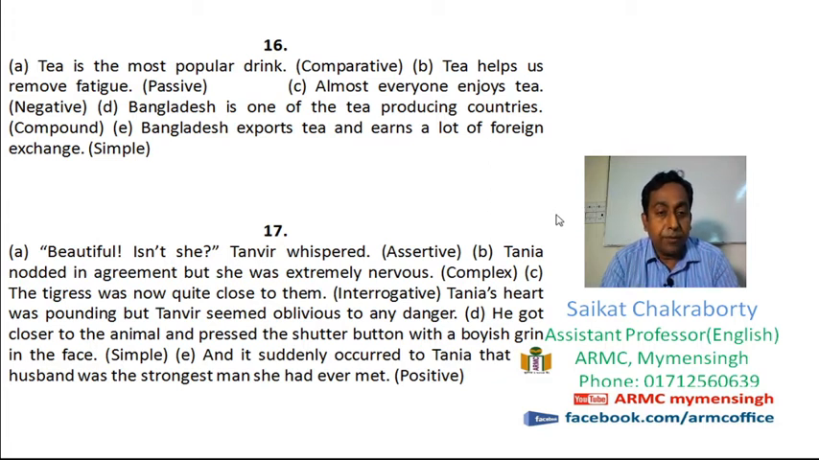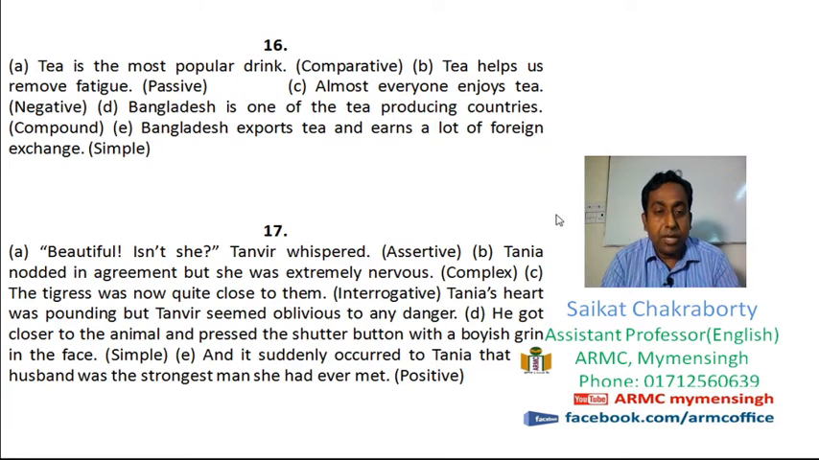Beautiful, isn't she? We can say she is beautiful. Tanya nodded in agreement, but she was extremely nervous. Complex. For but, we will use though or although. So we can say, though Tanya nodded in agreement, she was extremely nervous.